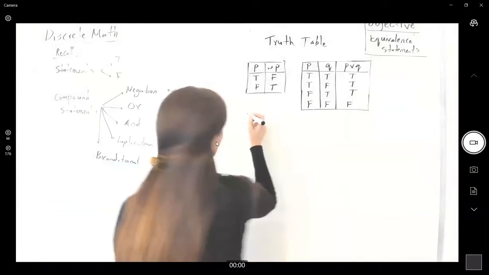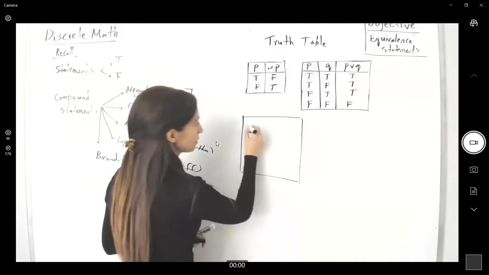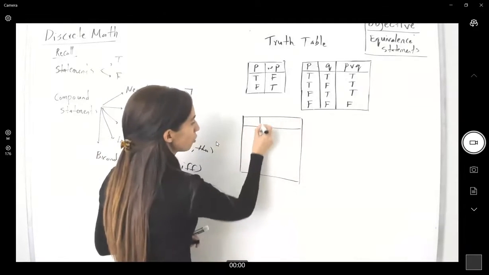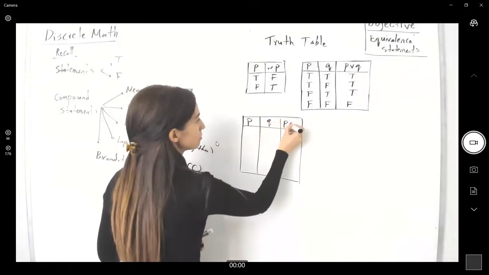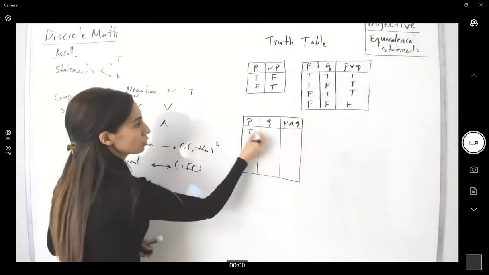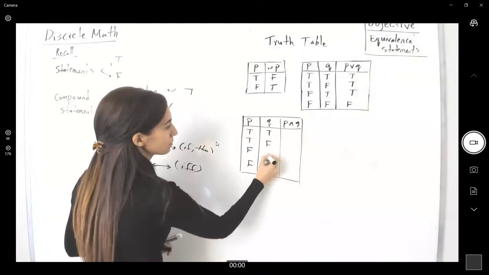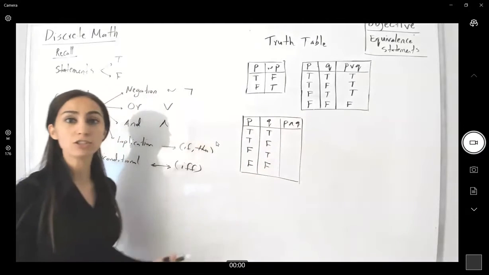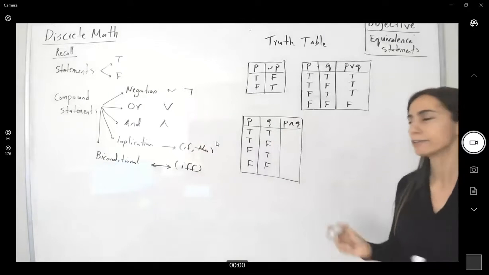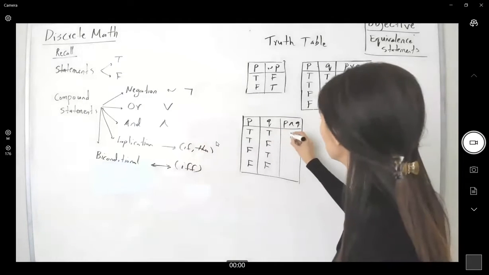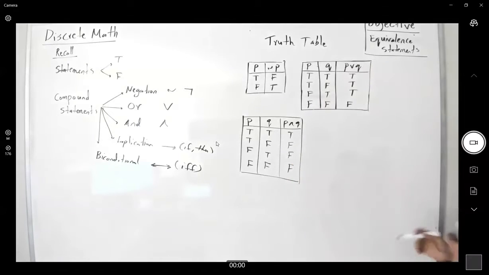Well, we talked about and. Again, we have two statements, so it's going to be four combinations. P, Q, P and Q, true, true, false, false, true, false, true, false. It's going to be true if and only if both of the statements are true. So it is true, and for the rest of them, it's going to be false.